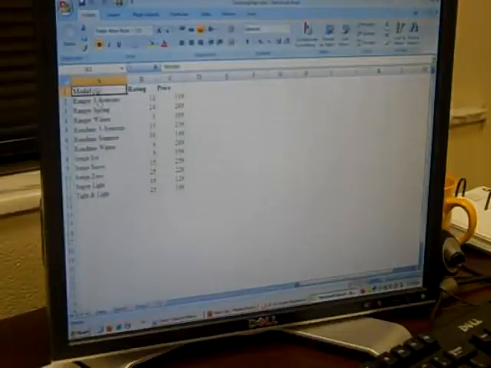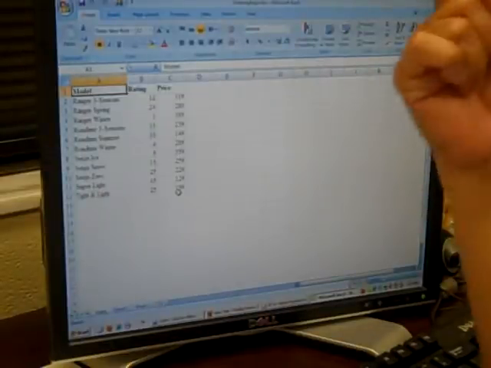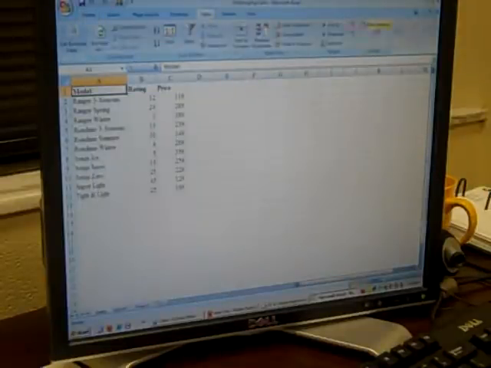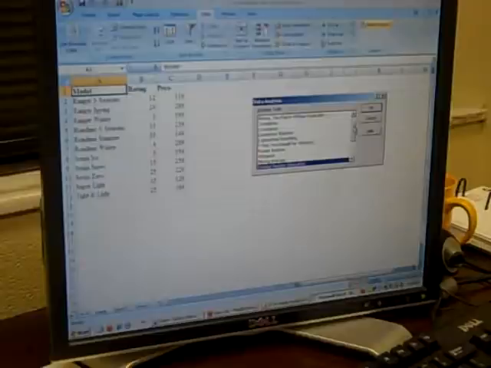Basically, we have the model of sleeping bags, we have the temperature rating, and we have the price. And we are going to run simple linear regression in order to find out the regression equation, the strength of the relationship, the correlation coefficient, the coefficient of determination, and the ANOVA table, and basically that's it.